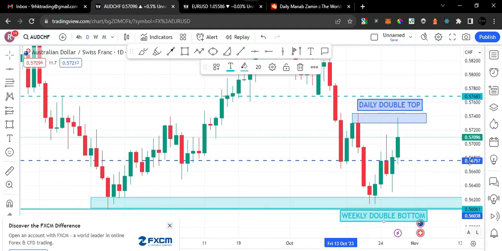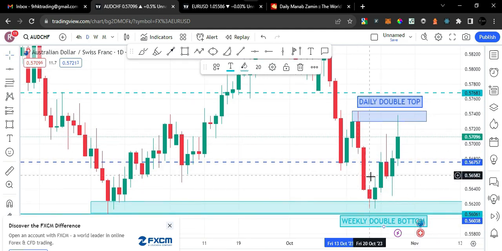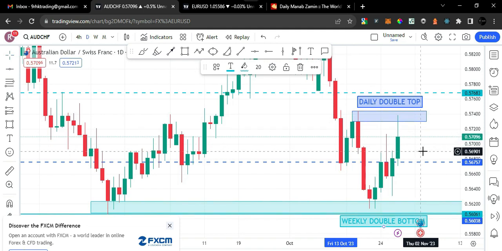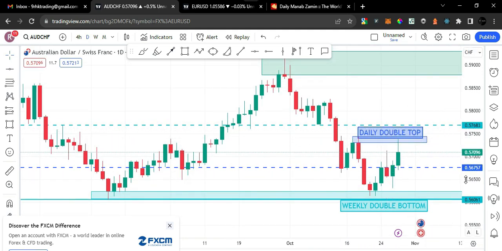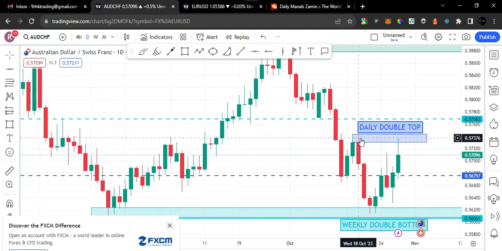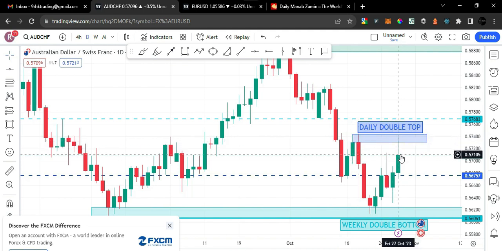If we do a further investigation for this weekly double top, it is supposed to go at least this half, but it failed. It failed due to these two green and red candles, where the sellers are very powerful and are trying to push the price down now.